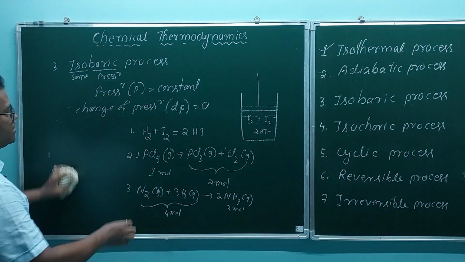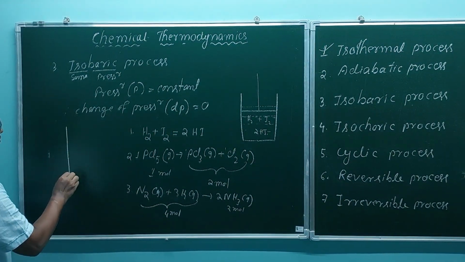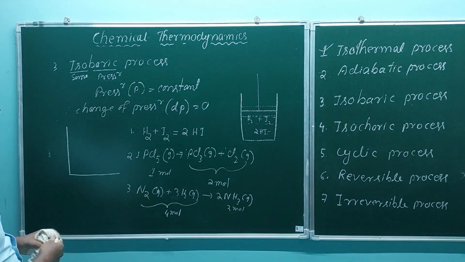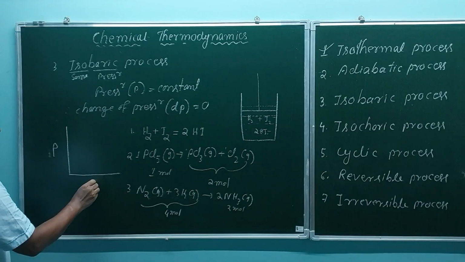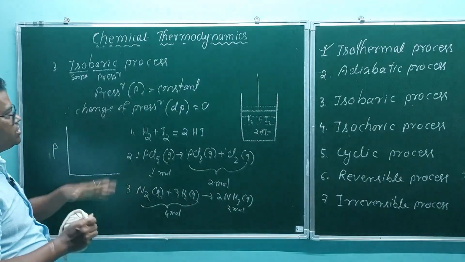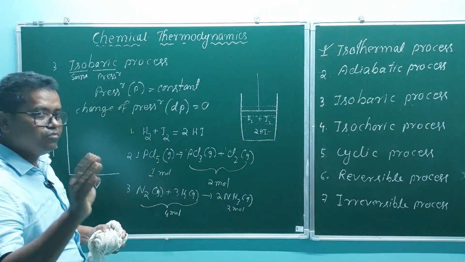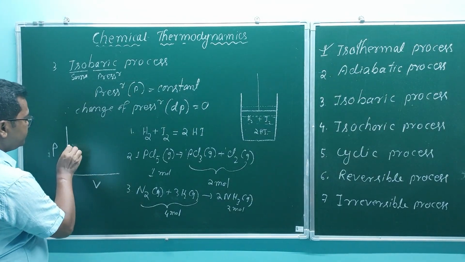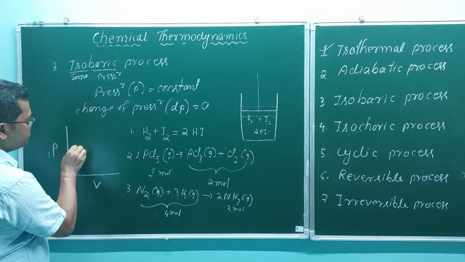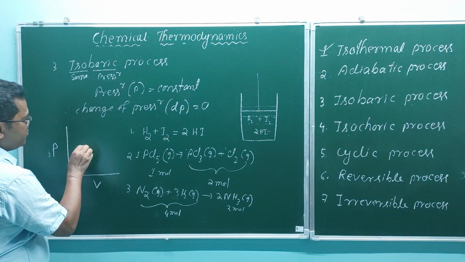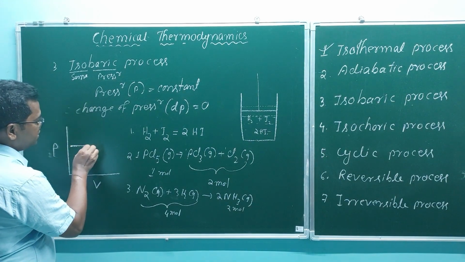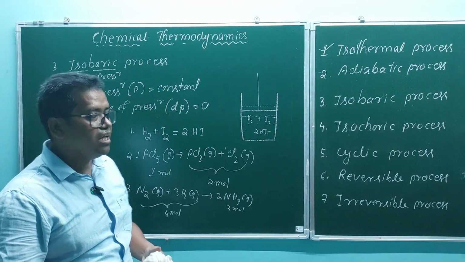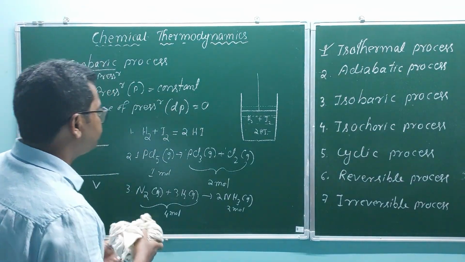Now graphically, what should be the nature of the curve? Here the pressure remains constant but the volume changes. Pressure constant, volume changes. So this is the nature of the curve. I think we have understood the isobaric process.